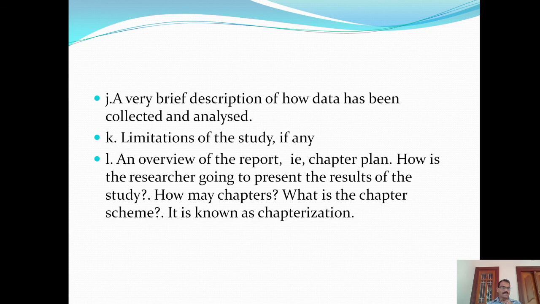And next one, an overview of the reports. That is a chapter plan. How is a researcher going to present the results of the study? How many chapters are there? What is the chapter scheme? And this is known as chapterization.